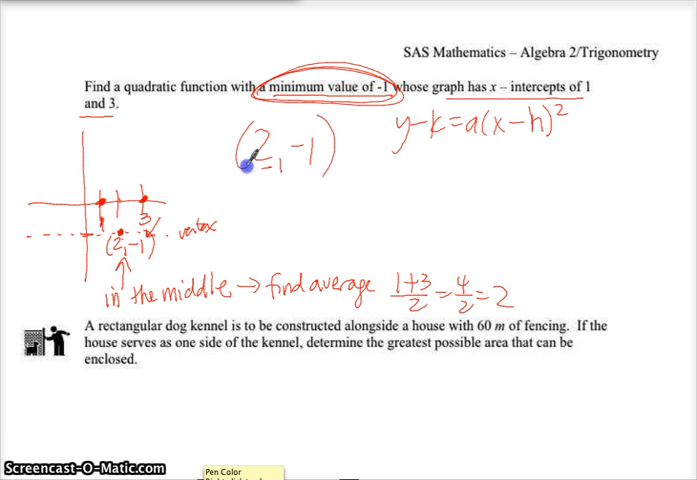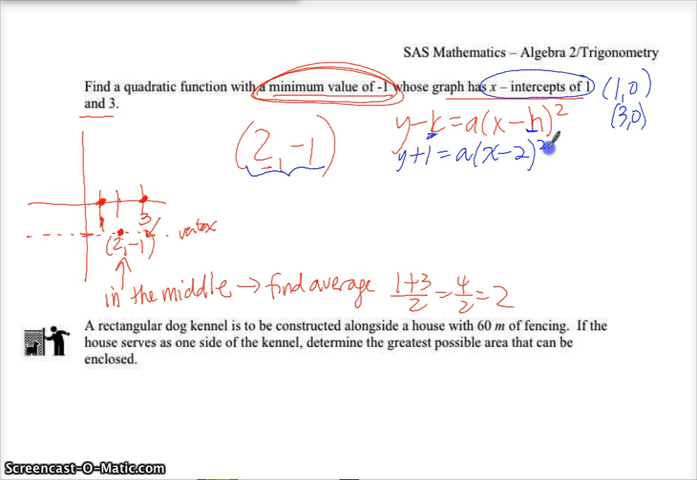But you can either take this vertex that we just found and put it in for h and k, and then take one of your intercepts, right? If this is an intercept that's 1, 0, or 3, 0, and plug that in for your x, y to solve for a. I think that's the harder or more time-consuming way of doing it, but you can do it, right? y plus 1 equals a times x minus 2 squared. Put in 1, 0. When x is 1, y is 0.